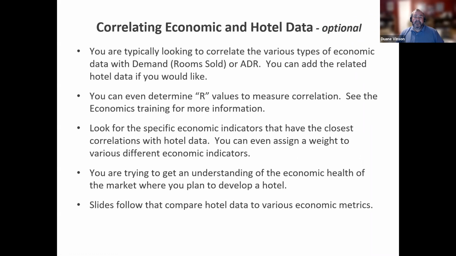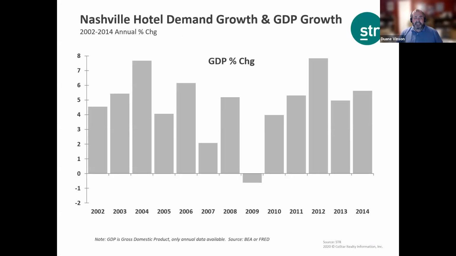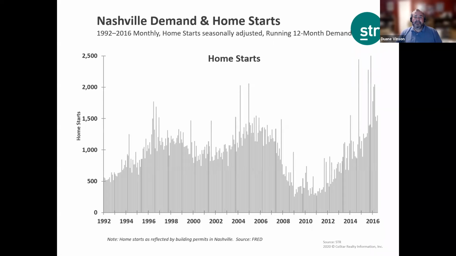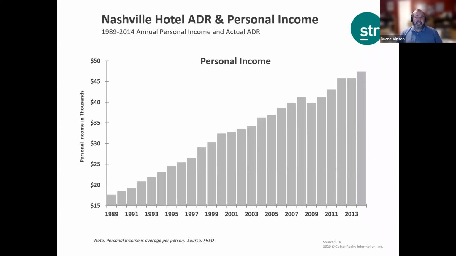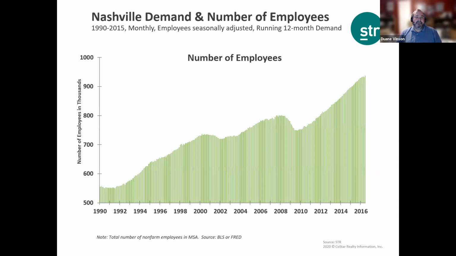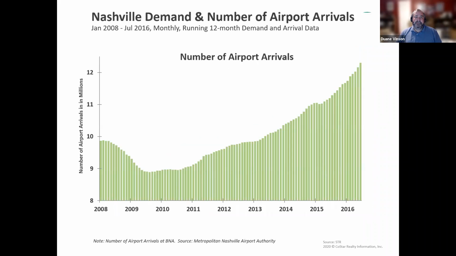You're typically looking to correlate the various types of economic data. Things we looked at last week, again, things like demand or ADR. We talked about R values last week to see if there were certain correlations there. So here's just some examples. I'm just going to flash through these because we went through these last week in the class, all of these examples here, and even looking at the Nashville market. But these are things we would want to include in our presentation for our feasibility study as well, so that our investors really do understand market conditions, right? So these would all be very important to include. Absolutely.